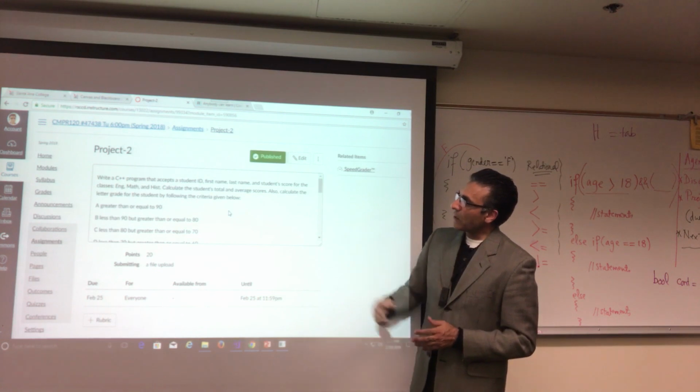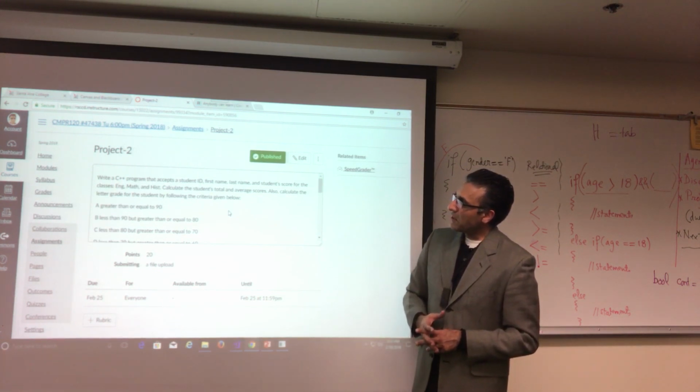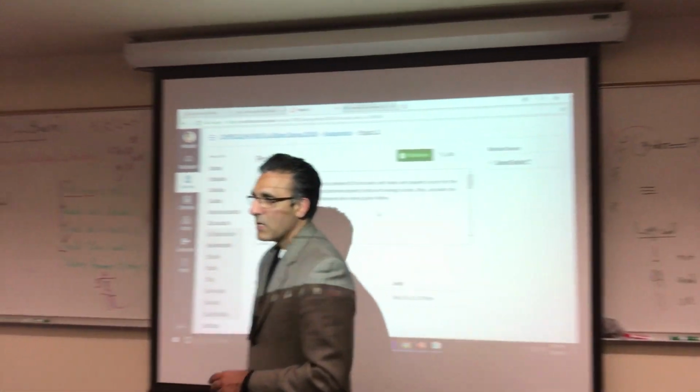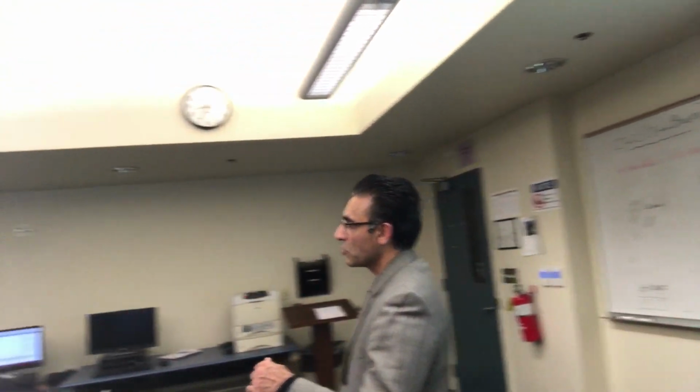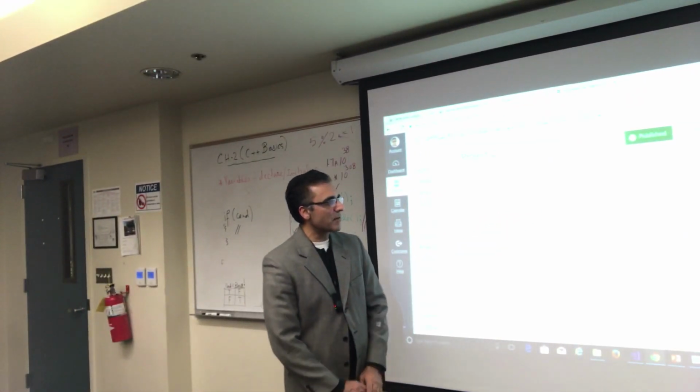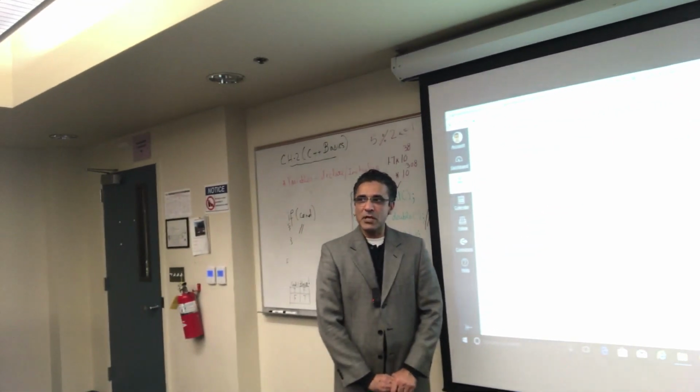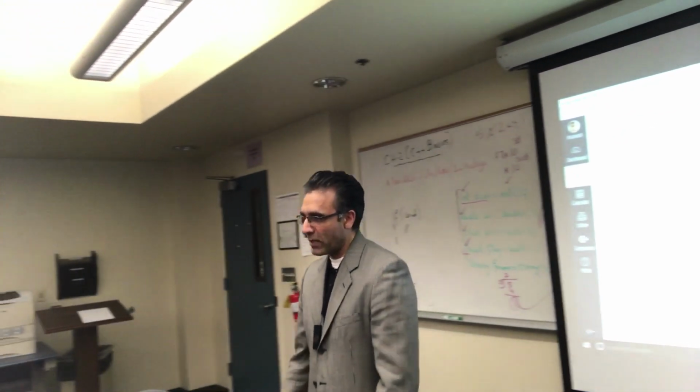Then it says also calculate the letter grade for the student using the following criteria. If the student has a total average, not for each subject but the average for the entire class, greater than 90, the student will get an A. Less than or equal to 90 and greater than 80 will be B, and then C, D, and F. Then display the above grades appropriately for the student. If the student has an A grade, also display some kind of congratulation message. If the student has an F, display some kind of warning message.